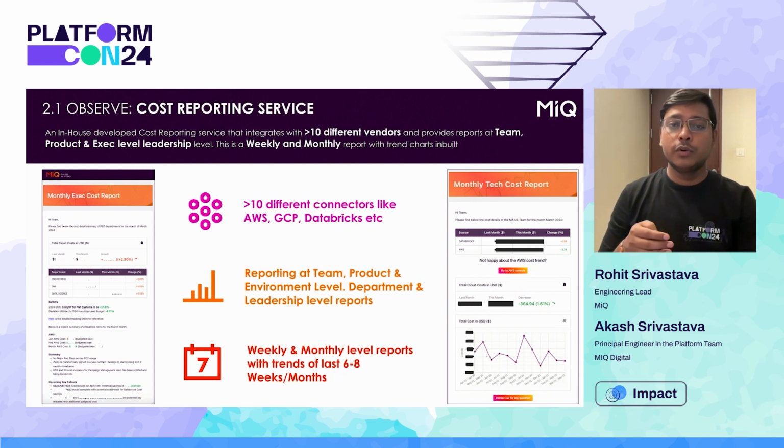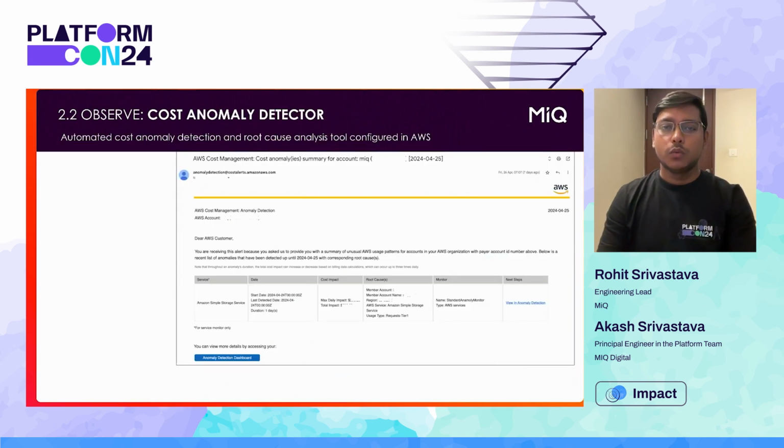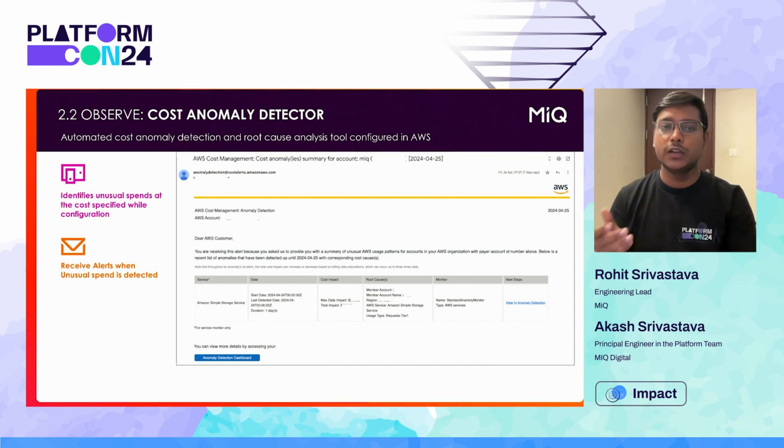With this cost report, the way it helps teams is they are quickly able to see where their cost is growing. While it is important to know where cloud costs are coming from, at the same time, it is also important to proactively know in case any unusual patterns are detected. This is where we make use of AWS's cost anomaly detector. It can look at our usage patterns and identify any unusual spends. This service alerts us over email and Slack in case any unusual activity is detected.